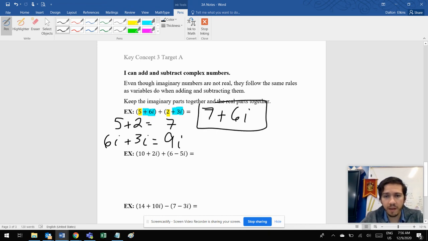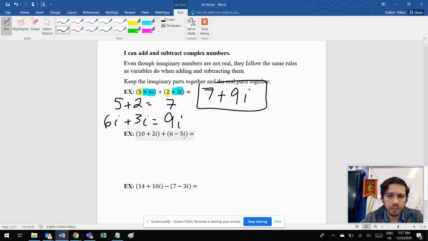The real part being 7 and the imaginary part, I don't know why I wrote 6. It should be a 9. So we have 7 plus 9i would be the sum of this total right here. So let's look at another quick example. Here we have the real part of 10 plus 2i plus 6, and then our imaginary part is the minus 5i.